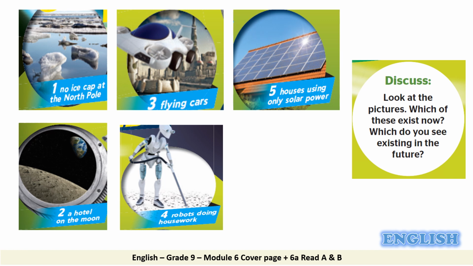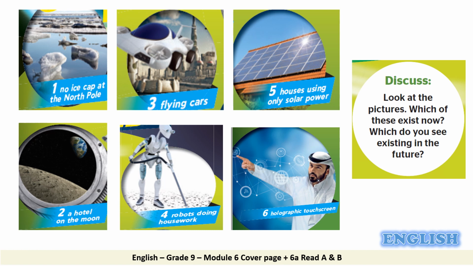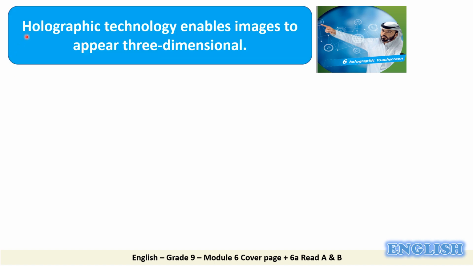Number 5, houses using only solar power. We have now houses using only solar power, but not all houses. There are some houses in certain cities or certain areas. Number 6, holographic touch screen. It exists now. Look at this picture, holographic touch screen. What does holographic mean? Holographic technology enables images to appear three-dimensional.